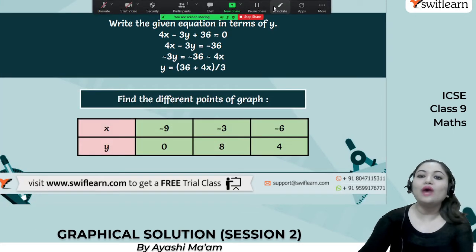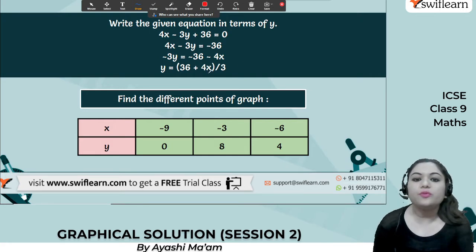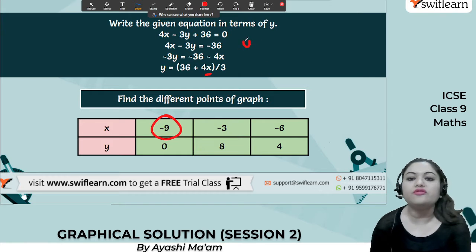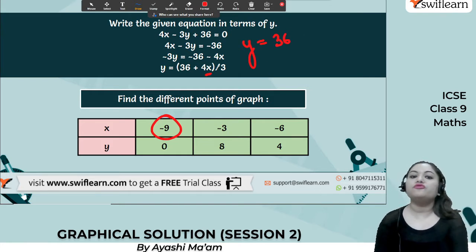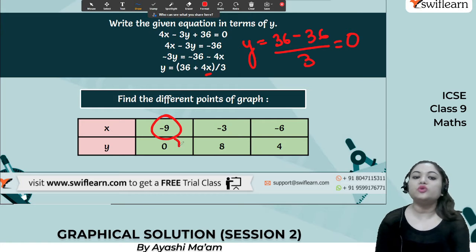Now we are going to find out the different points. Suppose we first take x is equal to minus 9. Then what will be the value of y? In place of x, we are substituting minus 9. So 4 into minus 9 is going to give you minus 36, divided by 3. So you will get 0. So when x is equal to minus 9, y is equal to 0, right?